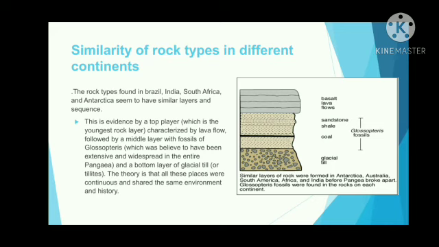In our image, it shows the rock layers. The similar layers of rock were formed in Antarctica, Australia, South America, Africa, and India before Pangaea broke apart, and Glossopteris fossils were found also in the rocks on each continent.